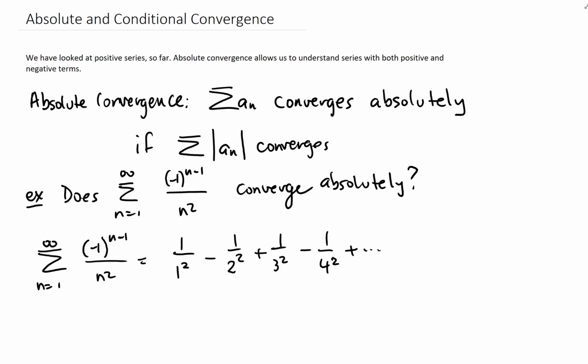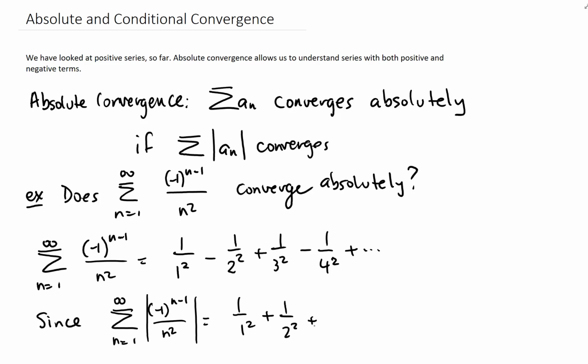Well, absolute convergence takes a look at what happens if we take the absolute value, as n equals 1 to infinity, of this same sequence and see if it converges. So each of these terms now just gets added, and that series continues.